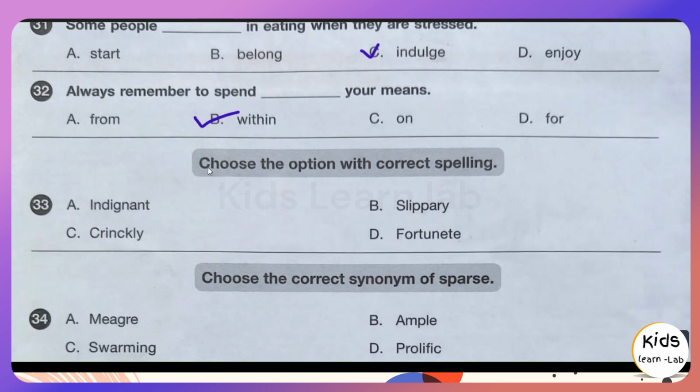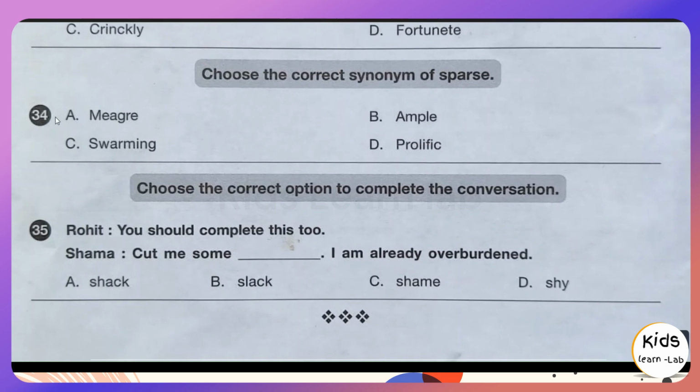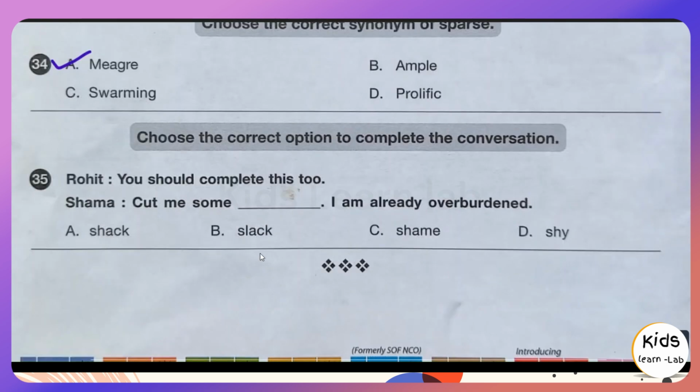32nd question answer is option B. 33rd question answer is option A. 34th question answer is option A. 35th question answer is option B.